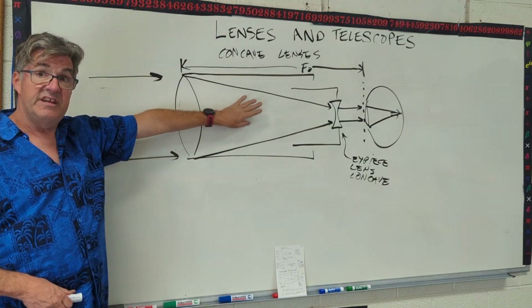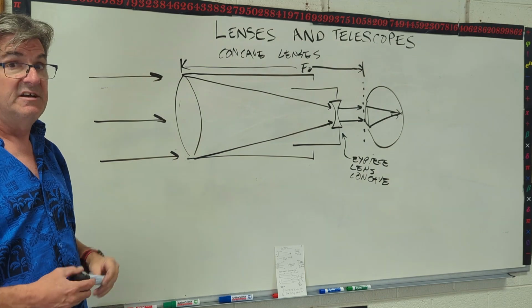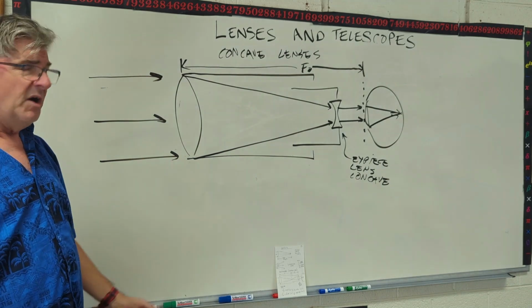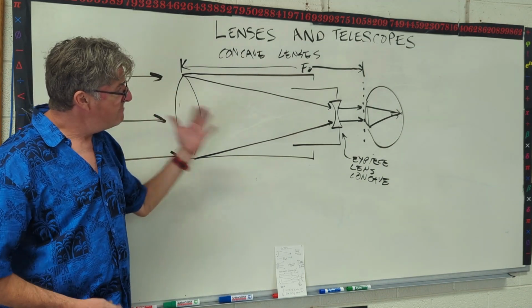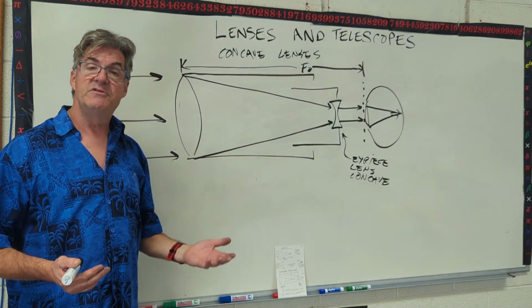Now, there's a difference in the outcome of this type of telescope versus the one we just looked at, versus the refracting telescope. Pause the video and think about that. What's the main difference that you can see here in terms of the result, in terms of what you see?